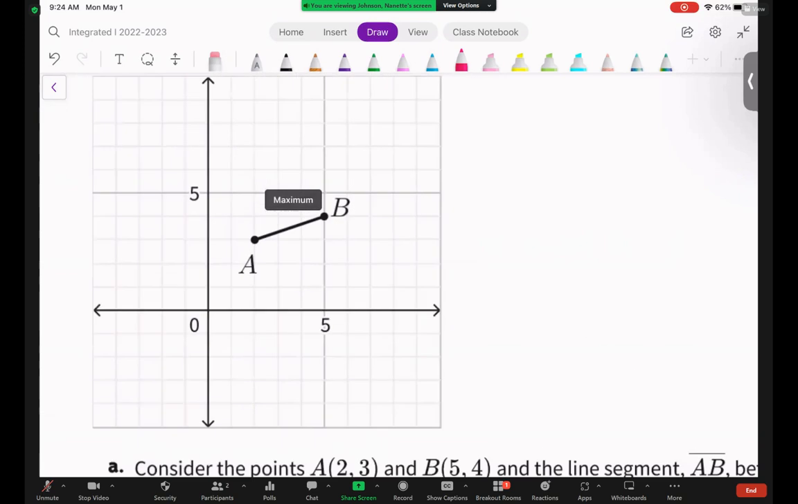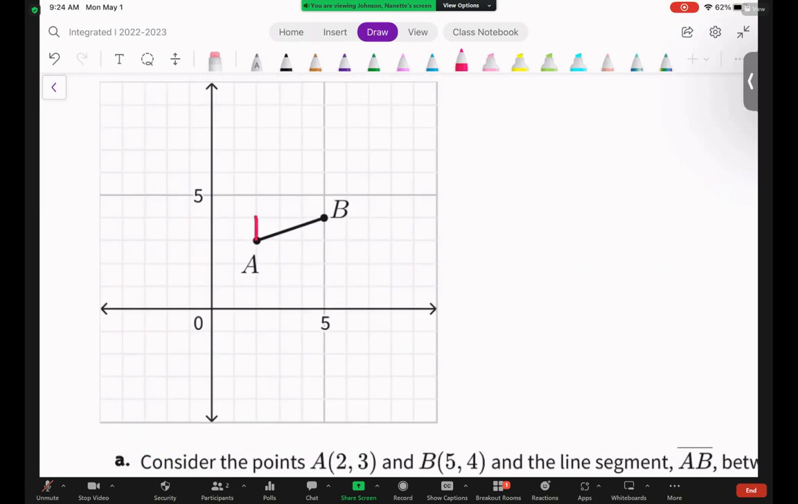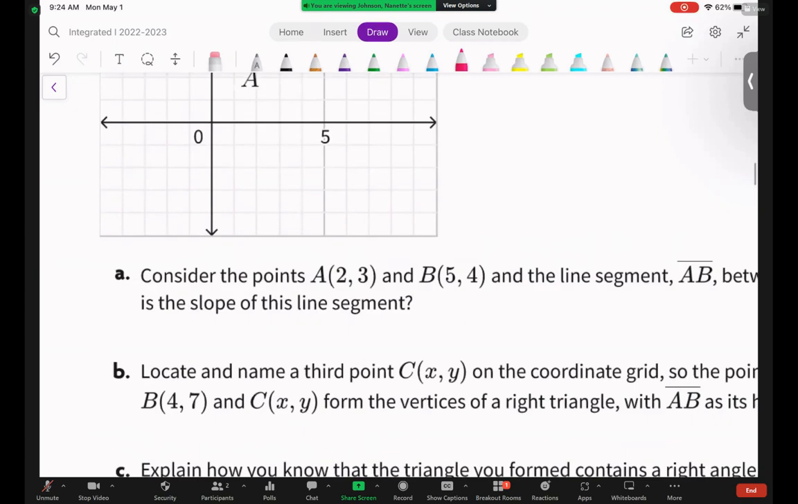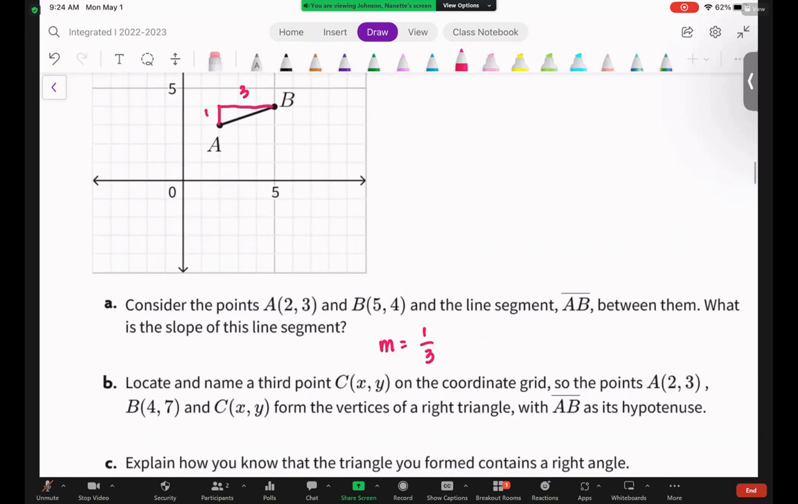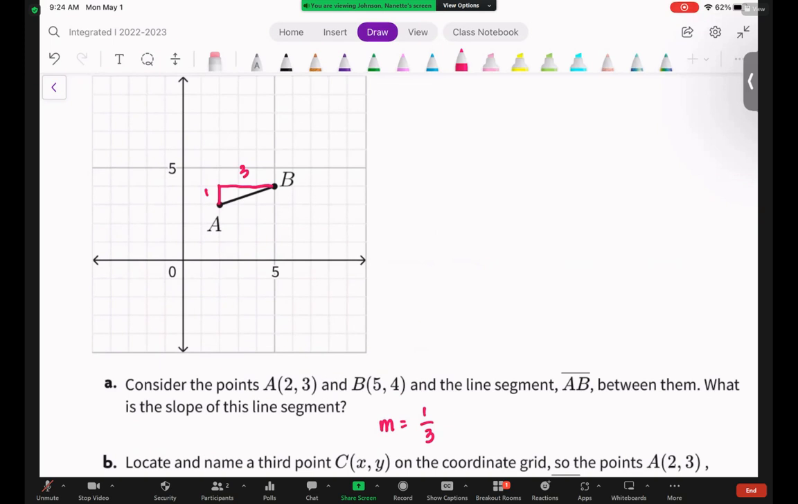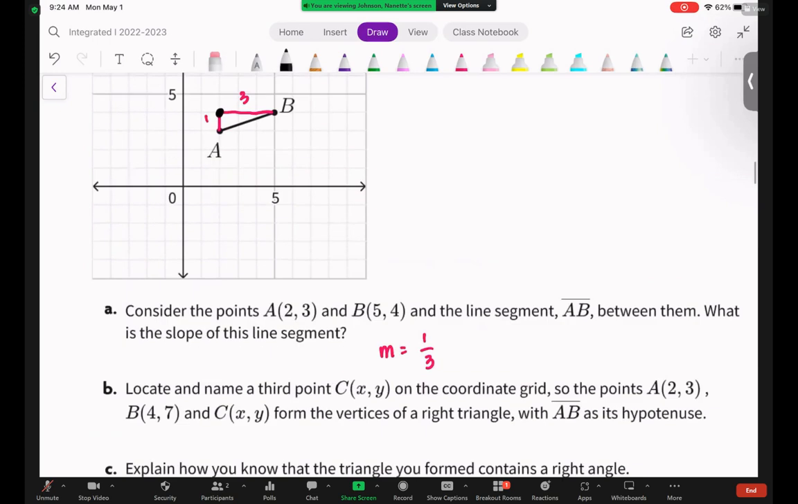So I always go from lower point to higher point. And so this is 1/3. So this is M equals 1/3. Locate and name a third point on the coordinate grid so that it's a right triangle, which we just did. That's how we found our slope. So what is that? 4, 2, 4.